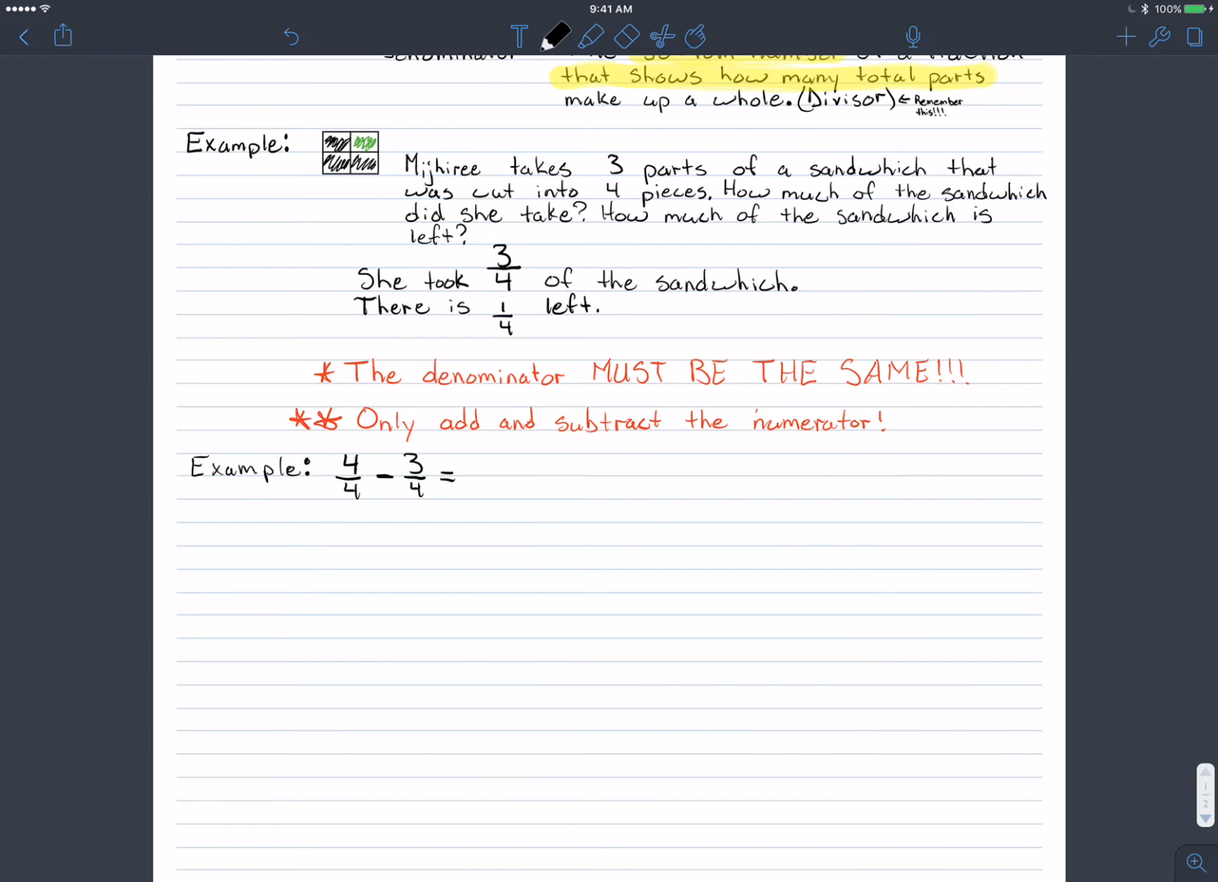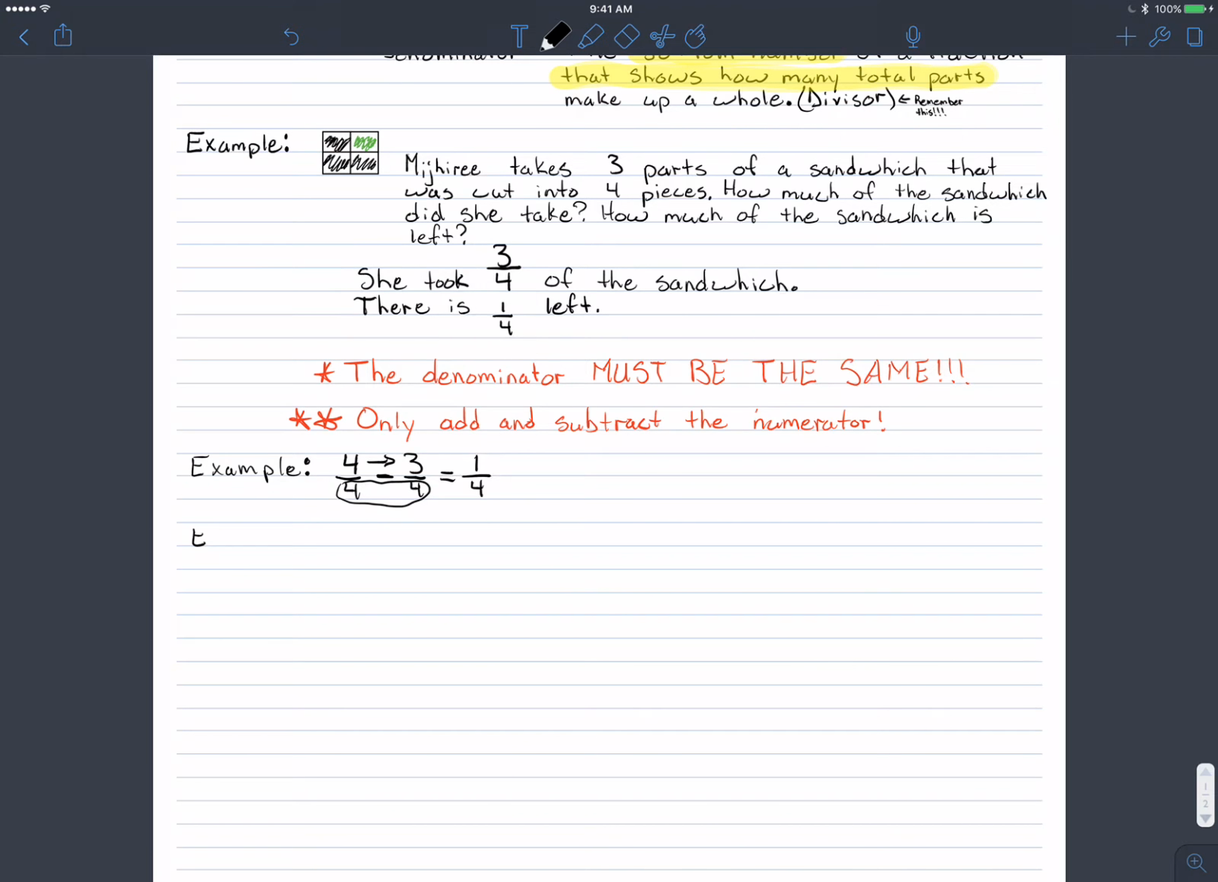And to find out how much is left, we just subtract the numerator. But we can only subtract this if the denominators are the same. So 4 minus 3 is 1. And we just bring over our denominators. We do nothing with the denominator when we add and subtract fractions. You only add or subtract the numerator.